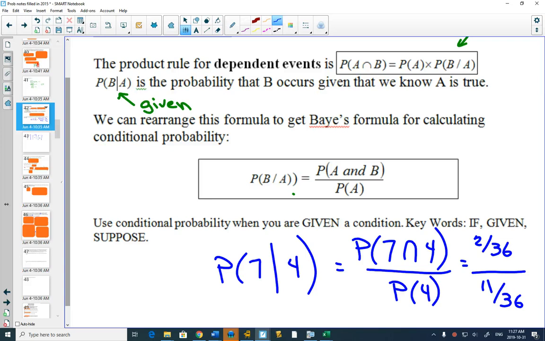How do you do a fraction? Divide by fraction, multiply by the reciprocal. The 36s go away nicely, and you would get 2 out of 11 that way as well, even though the numbers feel really wrong.